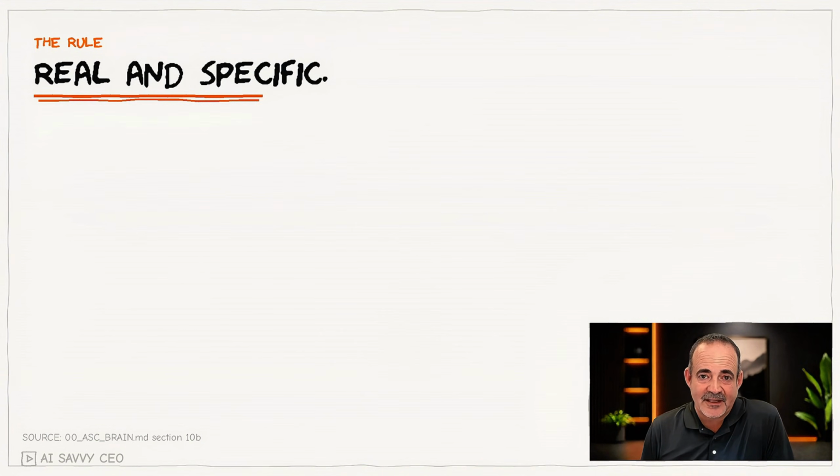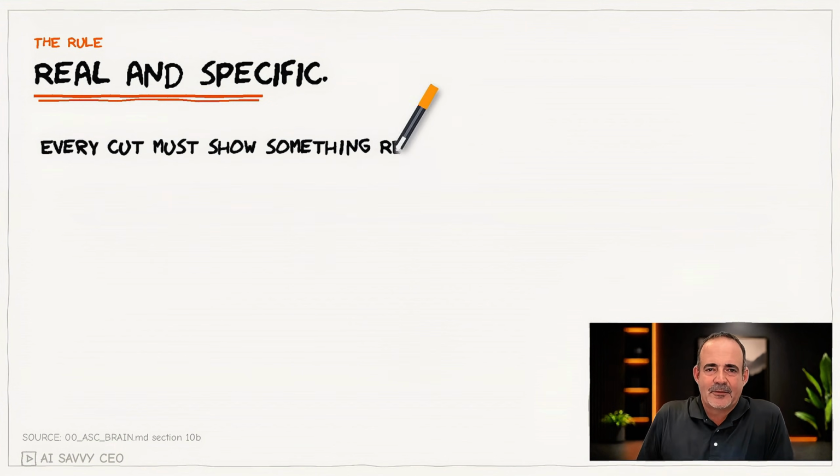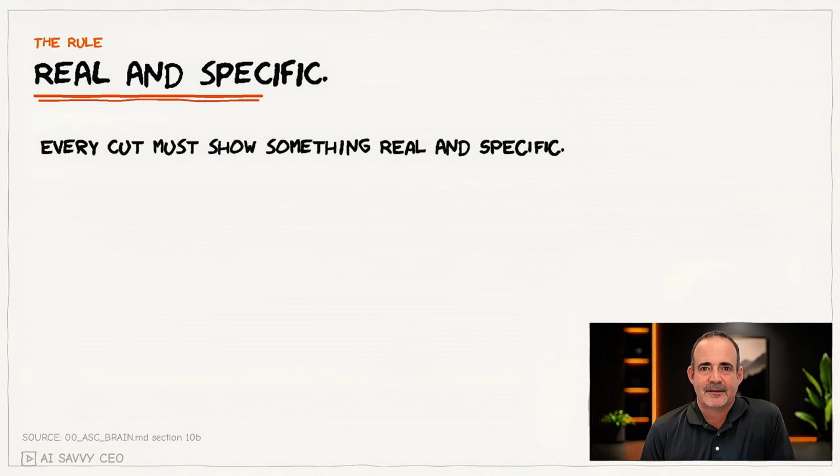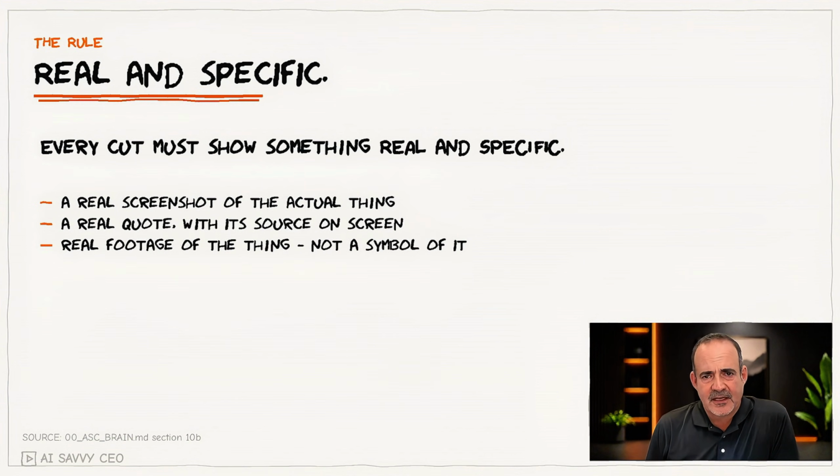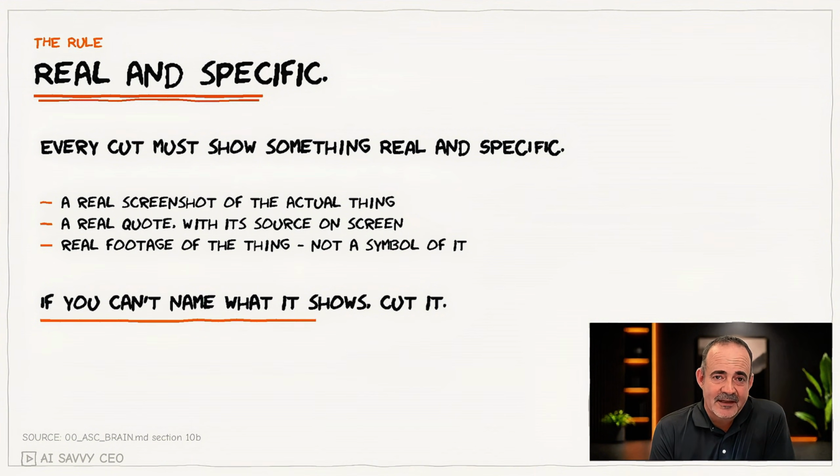That's a fair standard. It's also an achievable one, and it costs nothing. So here's the rule I set for this channel, months before I could actually execute it. No abstract B-roll. Ever. No particles, no glowing rings, no data flow lines, no floating nodes, no swirls that mean artificial intelligence. Every single cutaway has to be one of three things: a real screenshot of the actual thing, a real quote rebuilt so you can read it with its source stamped on screen, or real literal footage of the thing being described, not a symbol of it, the thing.